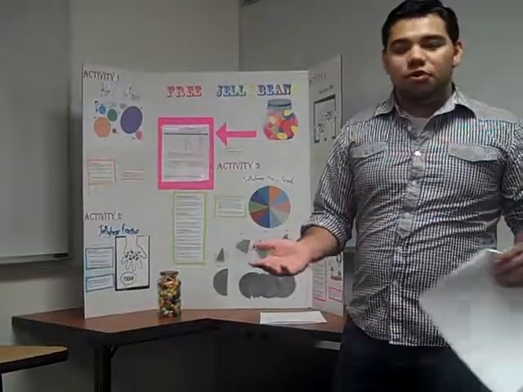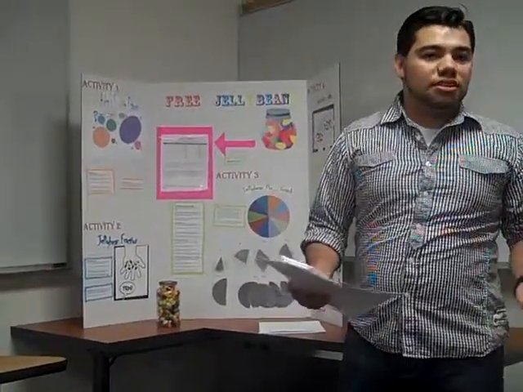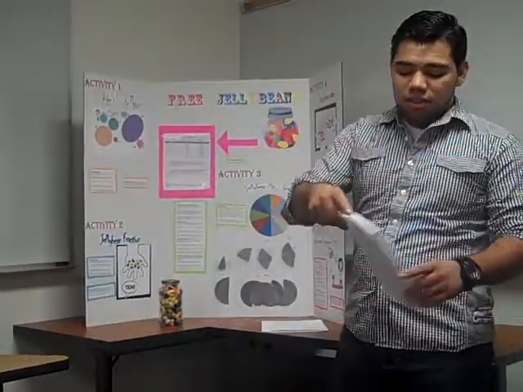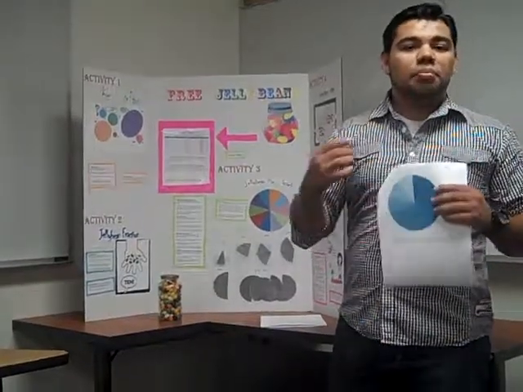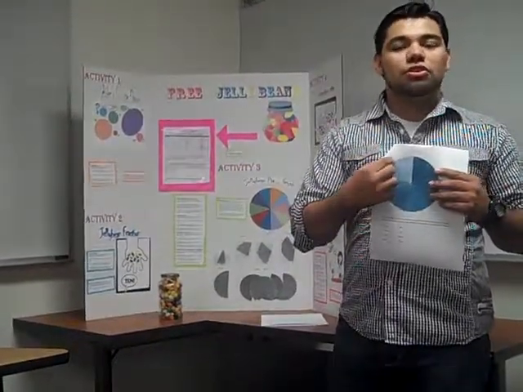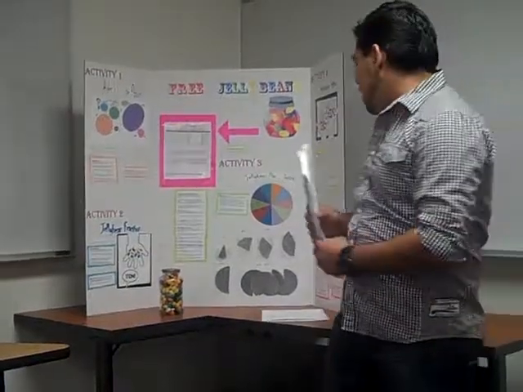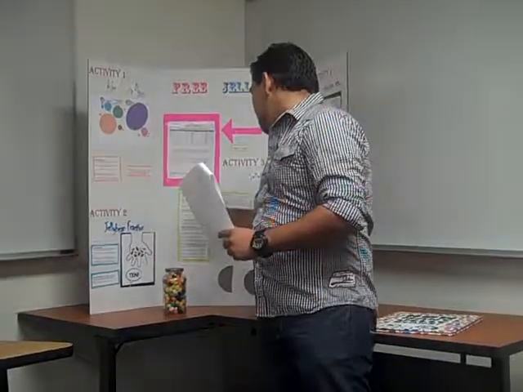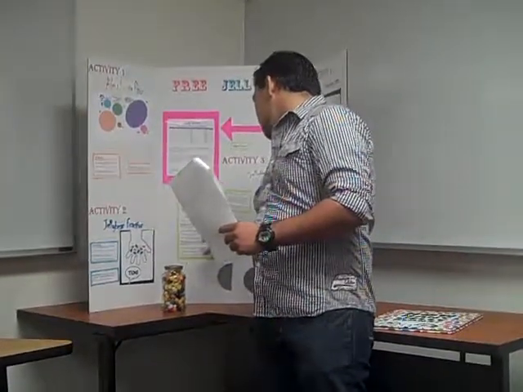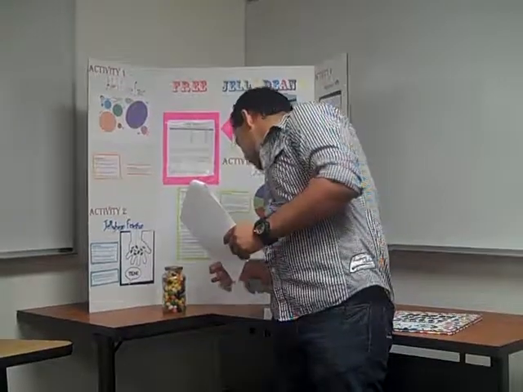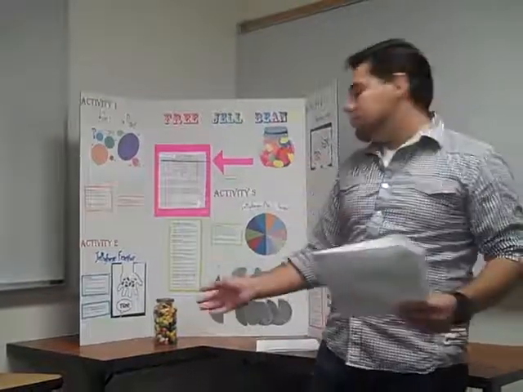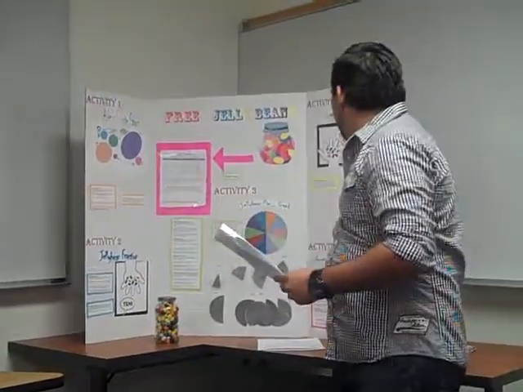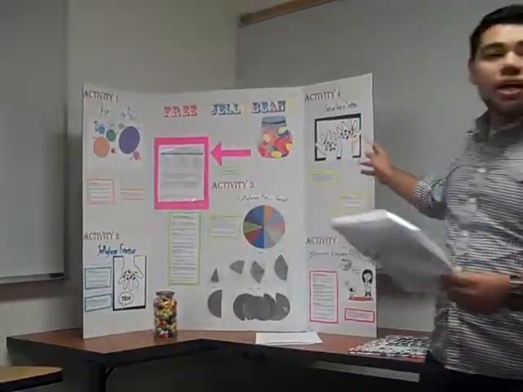So for example, if you have 2 out of 10 jelly beans, that's 20%. You're going to grab the 20% cutout, write the color, and paste it on your sheet. By the end of your activity, you're going to have a whole circle of the different flavors that you have. And for this standard, it's measurement and geometry, number sense, algebra and functions, and statistics, data analysis.